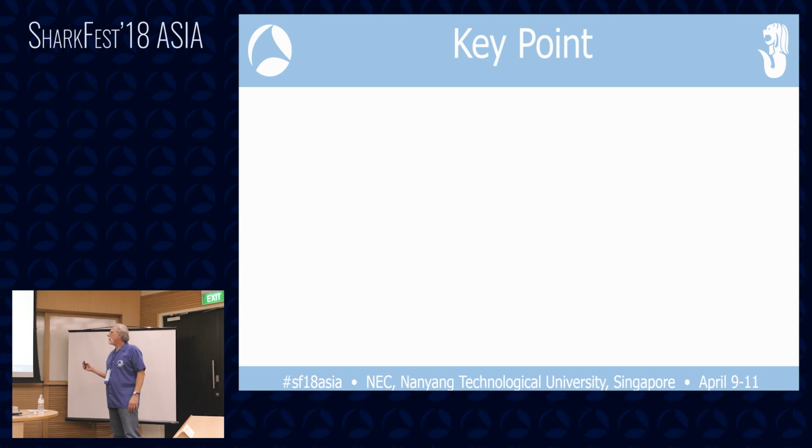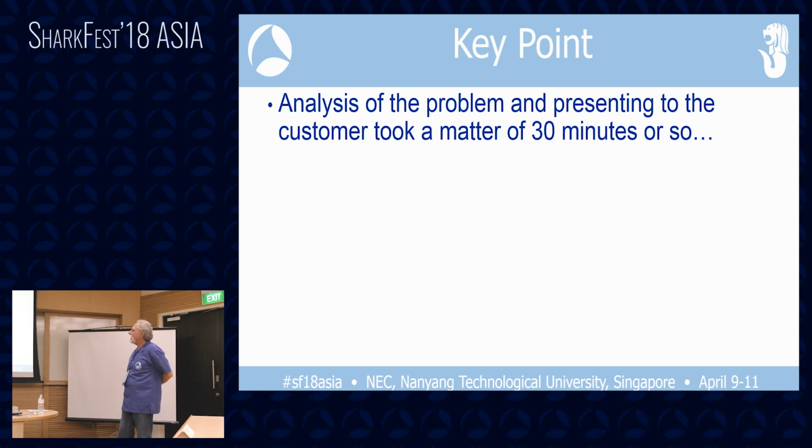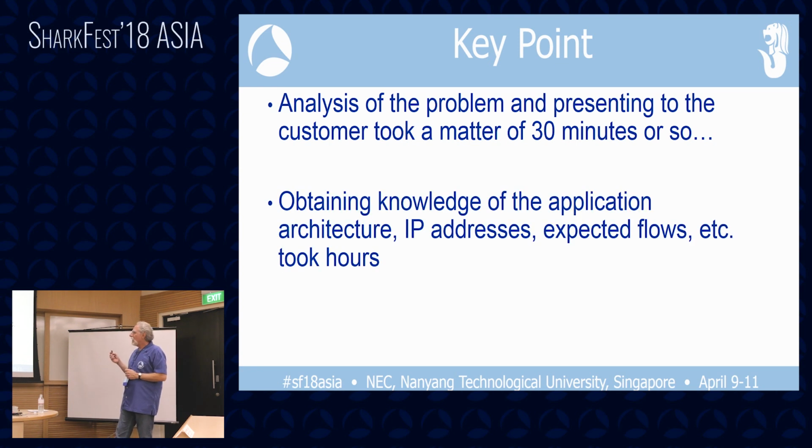So a key point I wanted to mention, once we got the right captures, the analysis really was pretty quick. Put it in the tool, generate the chart, show it to the Linux admin, bing, slow start. What was painful was trying to find out what the application architecture was. What are the IP addresses? What are the tunnel endpoints? Because there's VPN tunnels between Amazon and the customer. What should we expect to see?